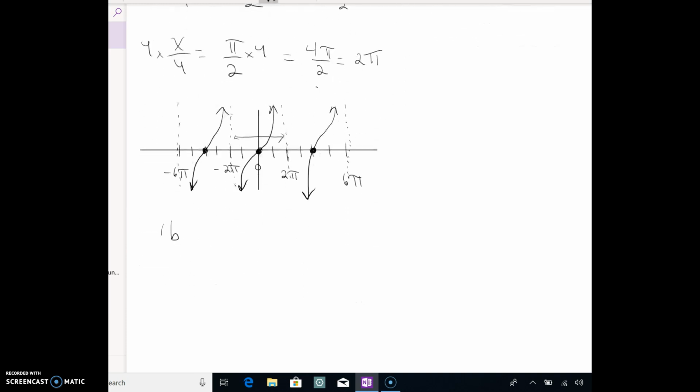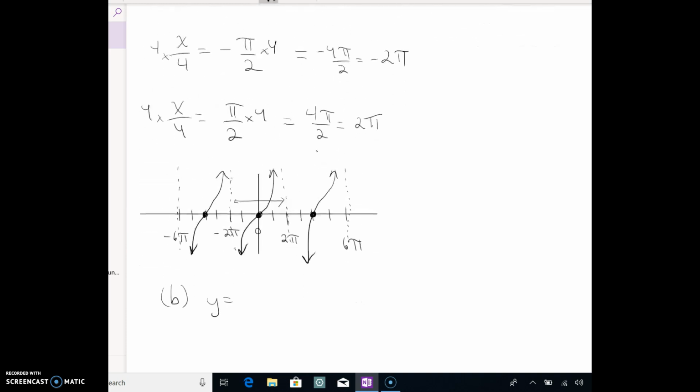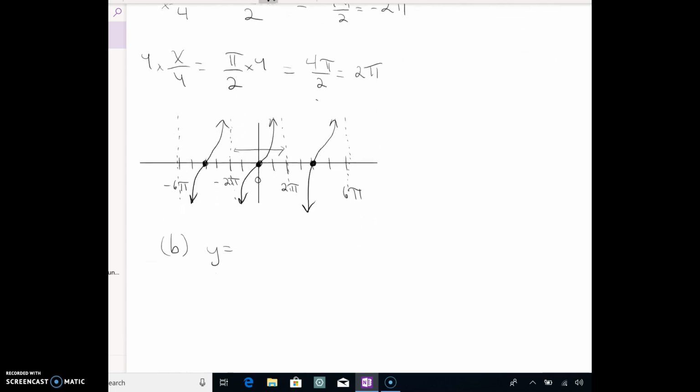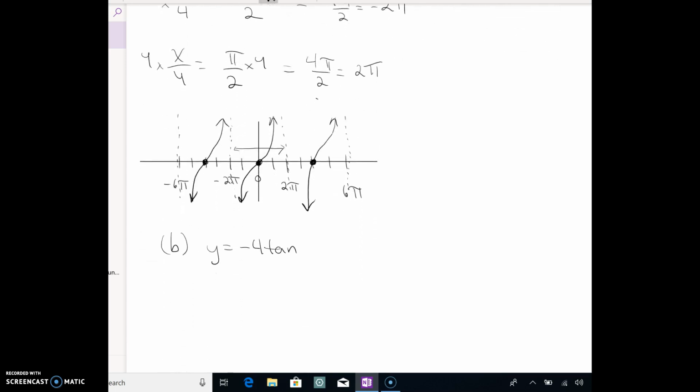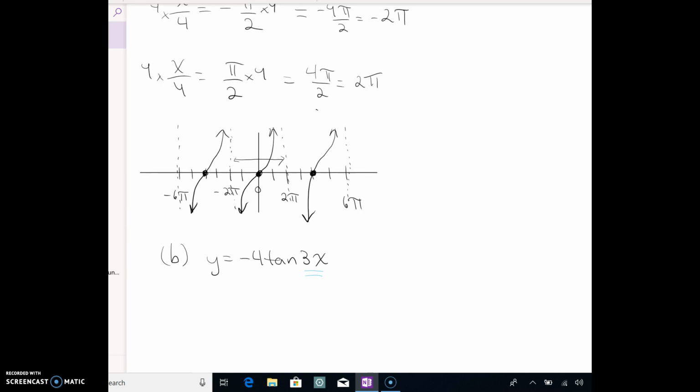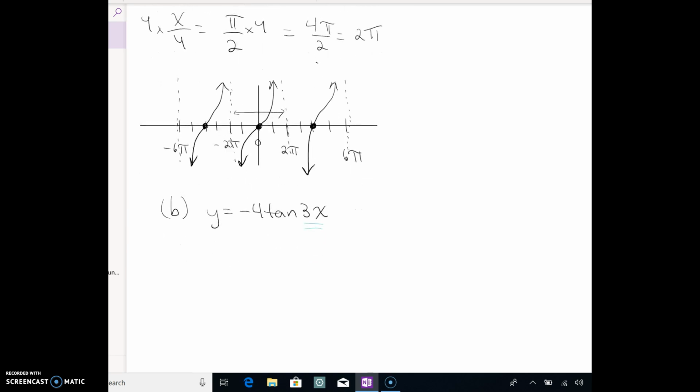So now let's graph the function y equals negative 4 tangent 3x. Okay, so let's talk about how to graph this function. And again, the first thing that I am going to do is look for the two consecutive vertical asymptotes. And again, we do that by setting the argument equal to the two original vertical asymptotes, which are negative pi over 2 and then positive pi over 2. Let's do this one in blue.